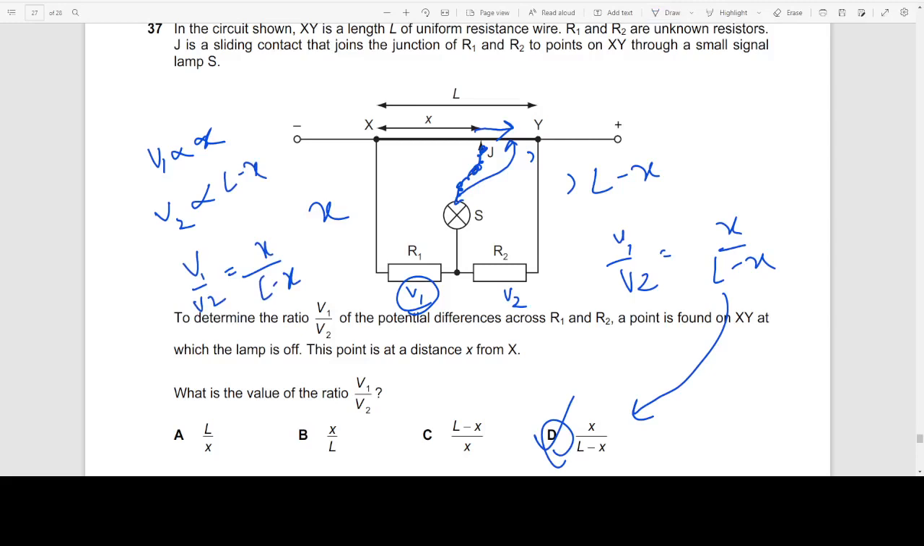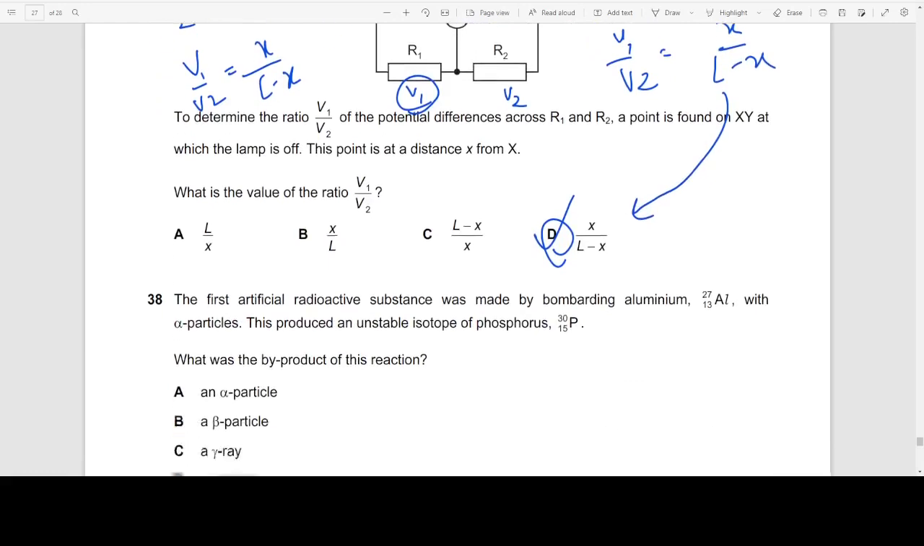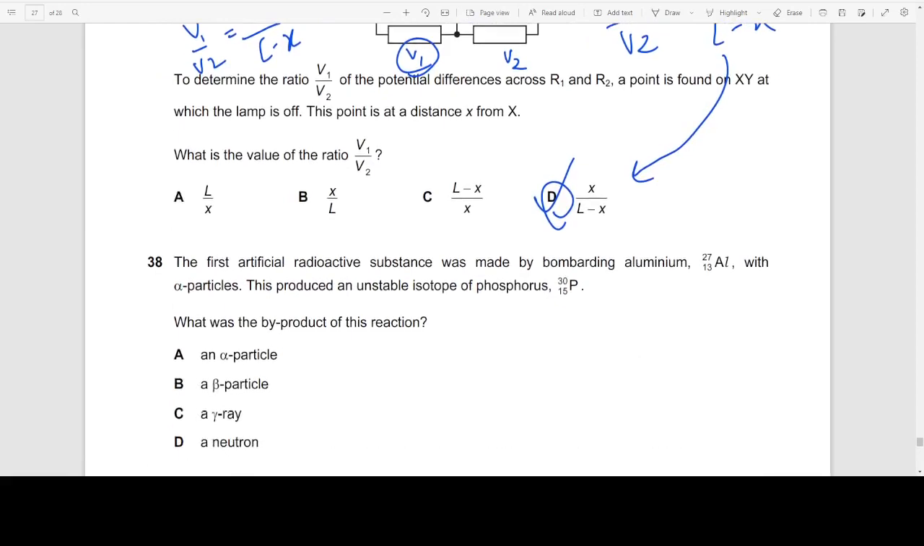Alright, yeah. So moving on. The first artificial radioactive substance was made by bombarding aluminium 27/13 Al with alpha particles. This produced an unstable isotope of phosphorus 30/15. What was the byproduct of this reaction? So we just have to find the difference between these two nuclei, aluminium 27/13 to phosphorus 30/15.